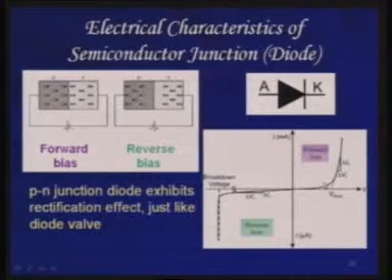But once that barrier potential is crossed, then suddenly you get a rise in the current with even a small change in the voltage. This is the forward bias of a diode.